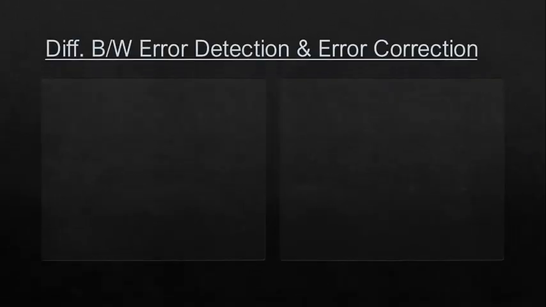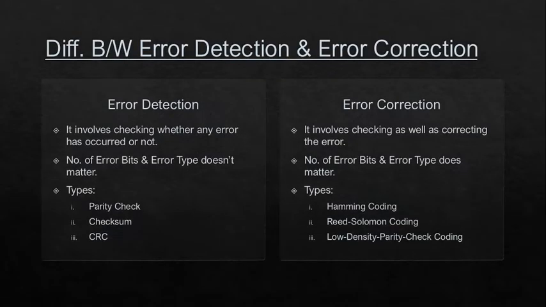So now let's move on to the next slide. Now we are going to discuss the difference between error detection and error correction. Error detection involves checking whether any error has occurred or not, while error correction involves checking as well as correcting the error. In error detection, the number of bit errors and error type doesn't matter, while in error correction, the number of error bits and error types do matter.